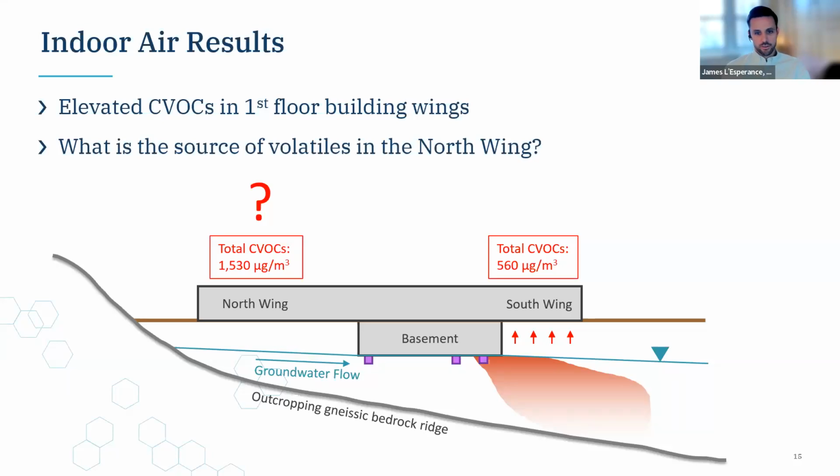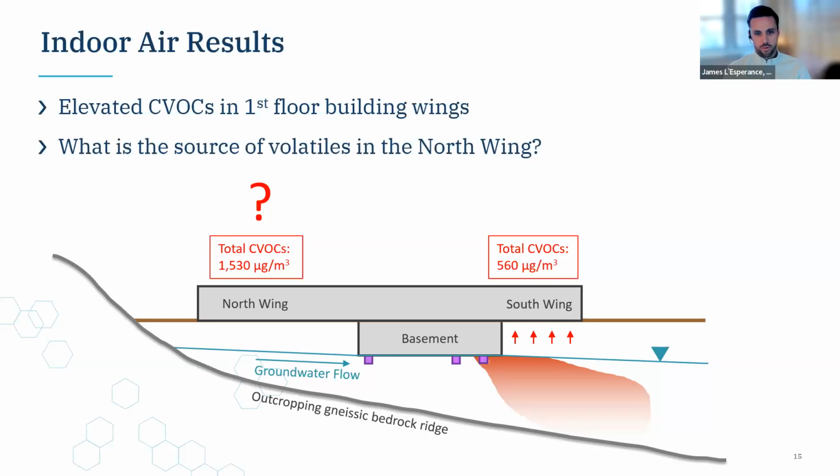However, the surprising result here was within the north wing of the first floor of the building, which also had elevated CVOC impacts. In fact, even higher than the south wing, almost 3 times the concentrations detected within the south wing of the first floor of the building, which frankly didn't make any sense at all. There was not any contamination underneath the north wing of the building within soil gas or groundwater. So this was initially a bit of a head scratcher. Something else must have been at play here.